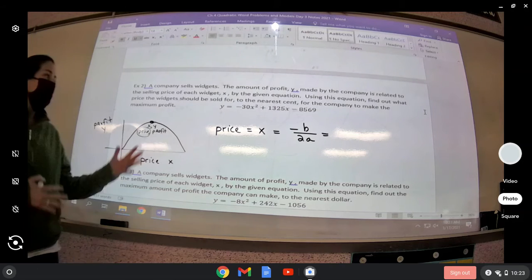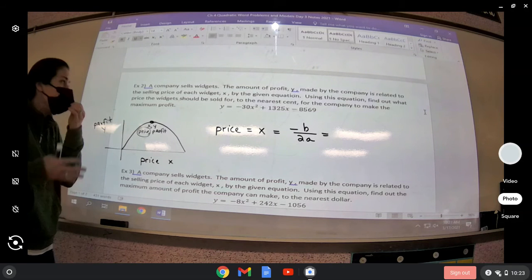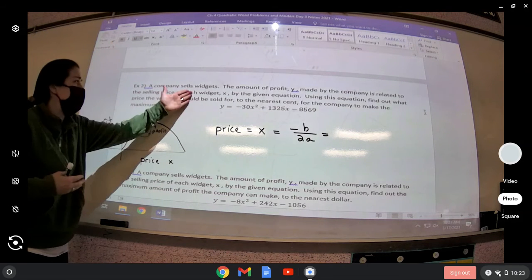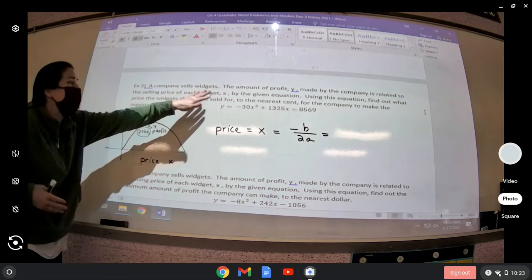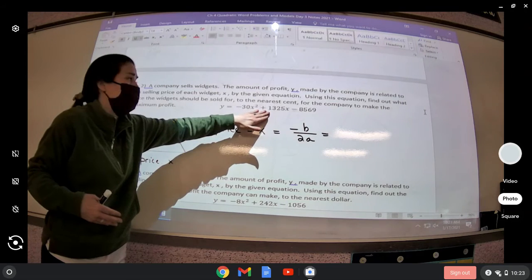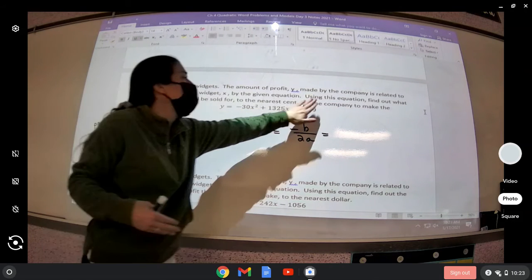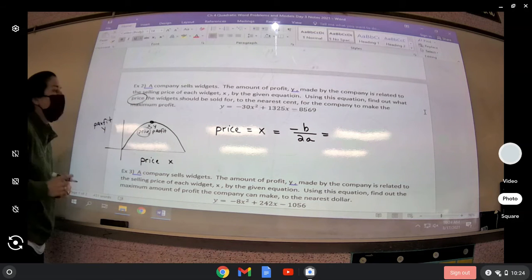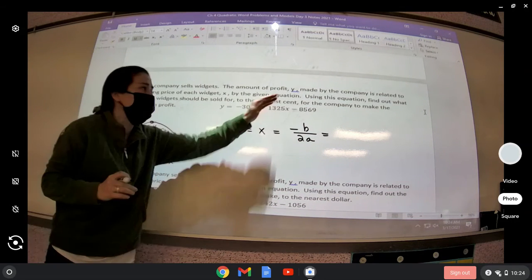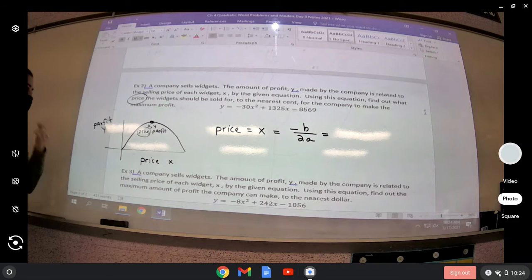All right, guys, I don't want to rush you, but again, this usually doesn't take too long. It's the same type of problem. A company is selling widgets. The profit Y related to the selling price X is given by this equation. So you got a new quadratic equation. Using this equation, find out what price the widget should be sold for to the nearest cent for the company to make the maximum profit.